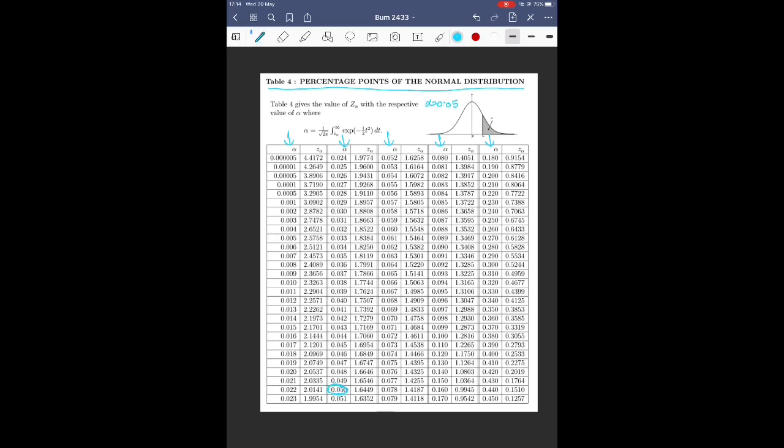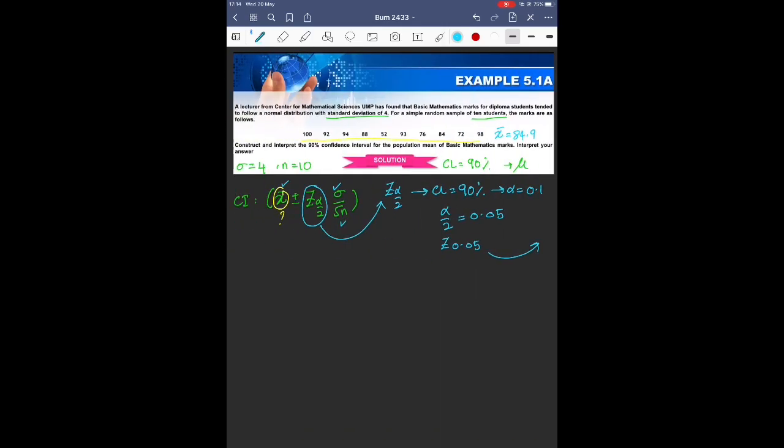Look to the right, and z alpha is 1.6449. So z 0.05 is equal to 1.6449. Let's get back to the solution. Now we have all the values. Substitute into the formula and you will get 84.9 plus minus 1.6449 times sigma 4 divided by the square root of sample size 10.